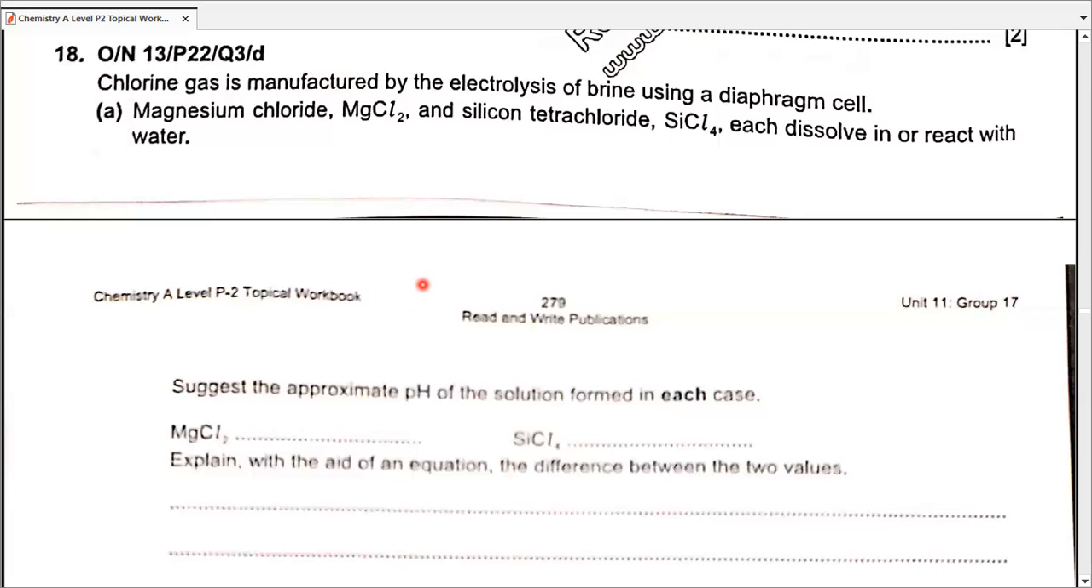Okay, moving on. So, explaining the difference between the two values. All right, so magnesium chloride just dissolves, so MgCl2 plus aqueous, we can write plus aqueous, and then it gives Mg2+ plus 2Cl minus. Perfect. And for silicon chloride, SiCl4 plus water gives 4 HCl plus I think SiO2, white solid.